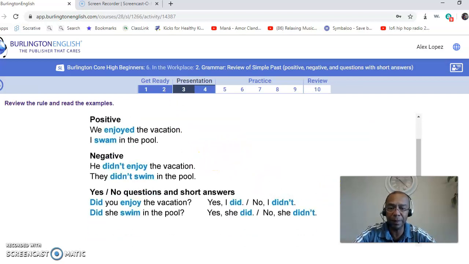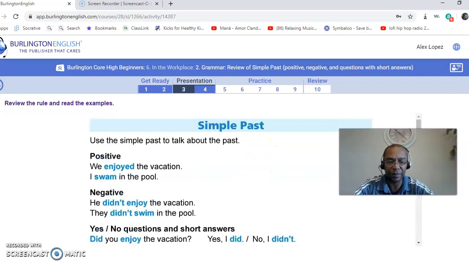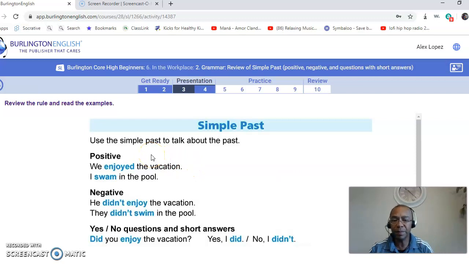Here, this is the simple past. And this is something that we want to go over together. Use the simple past to talk about the past. Positive forms will be, we enjoyed the vacation. I swam in the pool. Notice that in the simple past, all you do is grab the verb and conjugate it, change it. If it is a regular verb, most regular verbs, all you have to do is add ed at the end. Some irregular verbs, you have to change the form of the verb. I swam, like is the case here.